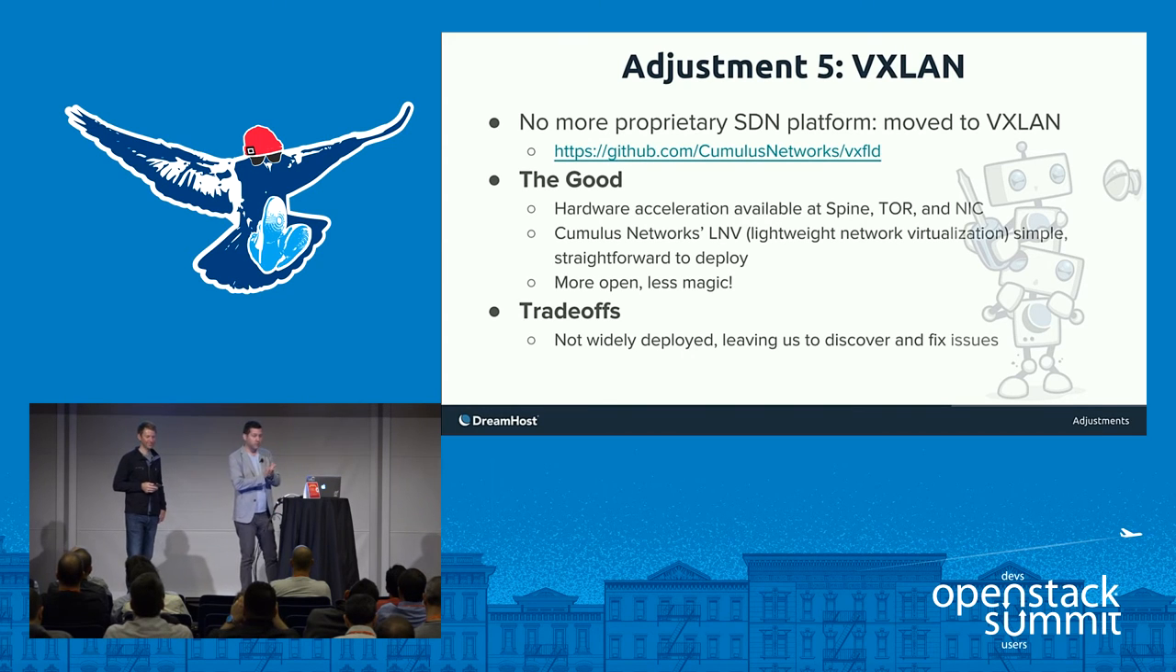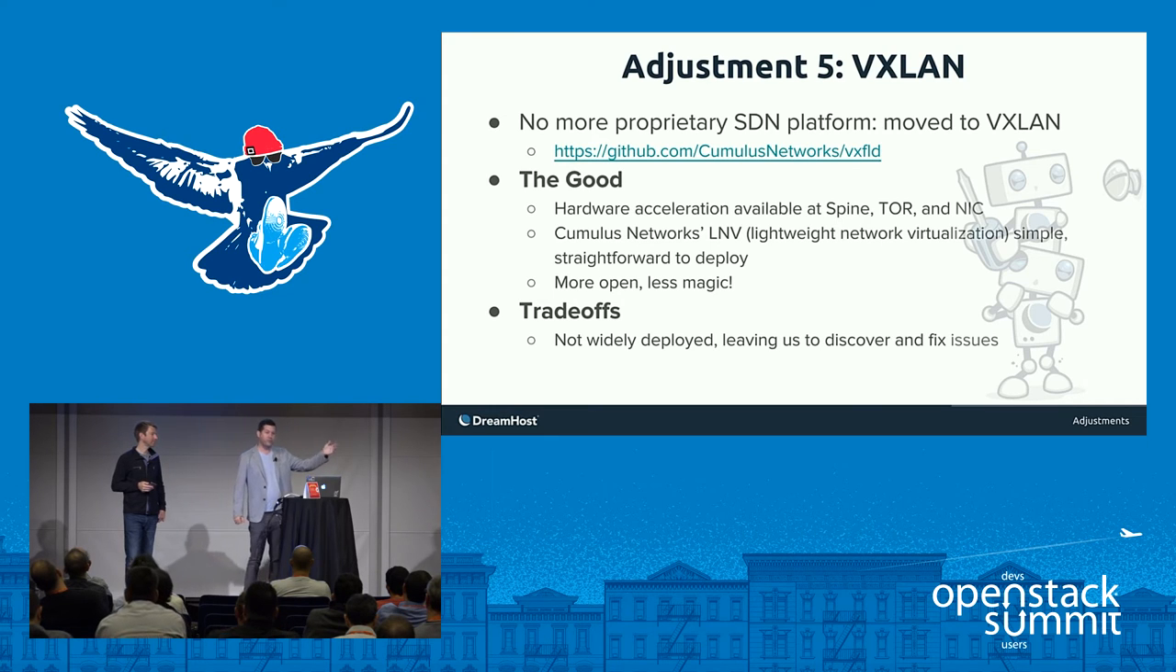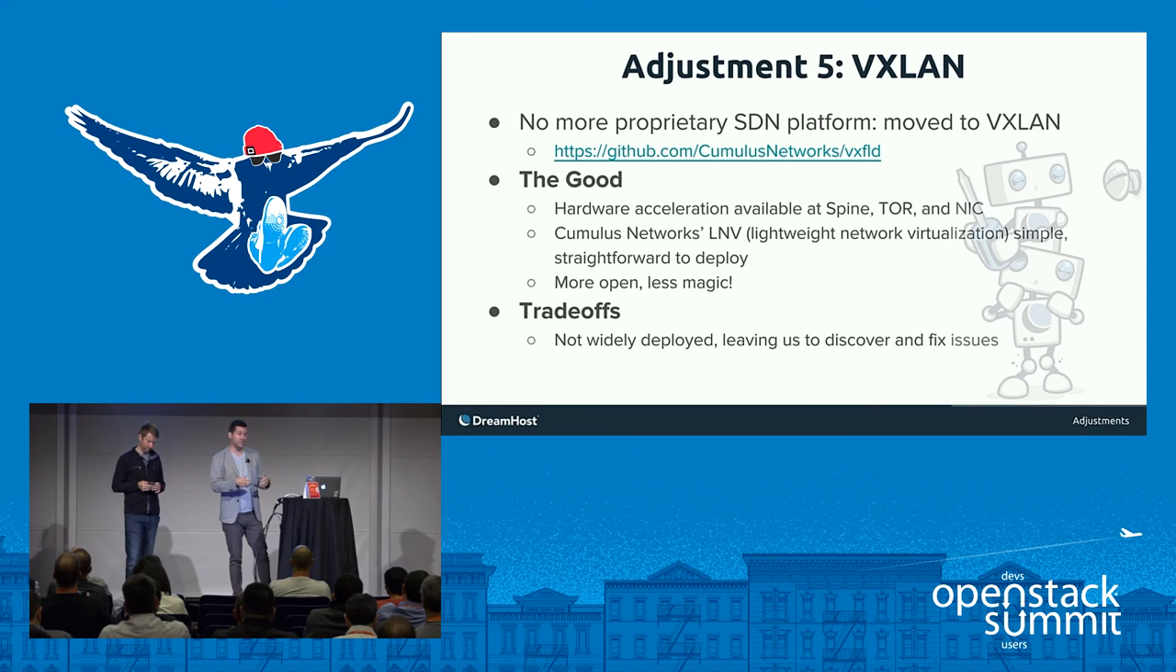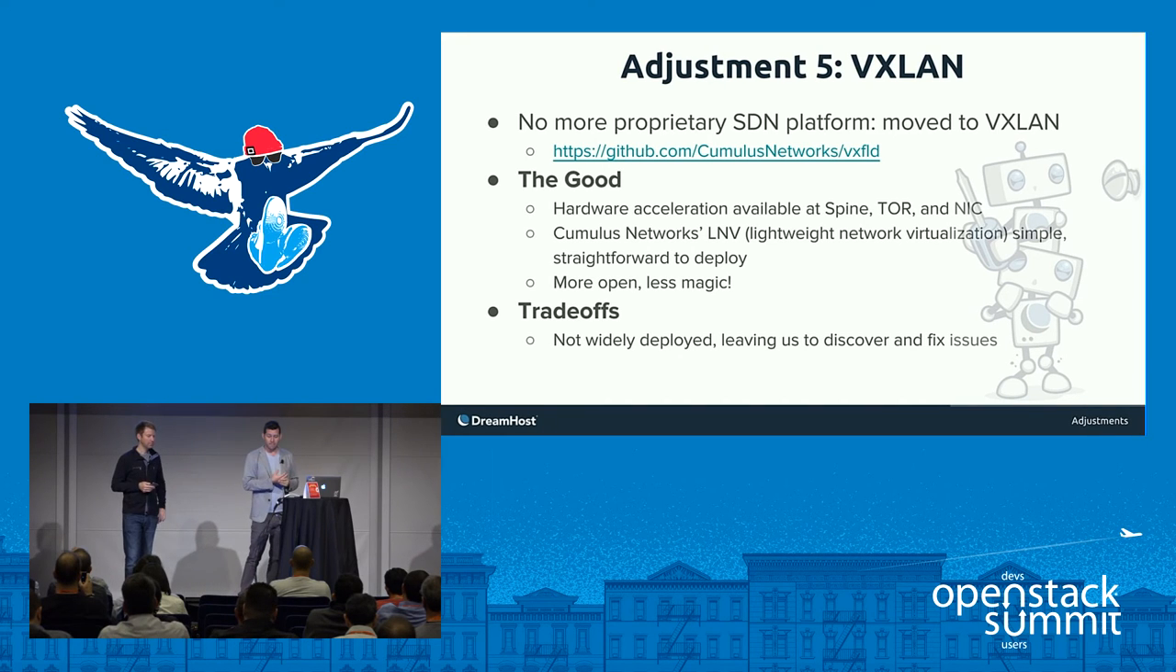So, yay, no more proprietary SDN. We're really happy about this. This has been a great move for us. VXLAN at the time, in 2011, was very early, right? Now it's everywhere. Every switch you buy, every NIC you buy, well, most of them, have offloading for VXLAN in hardware, so it's very, very fast.